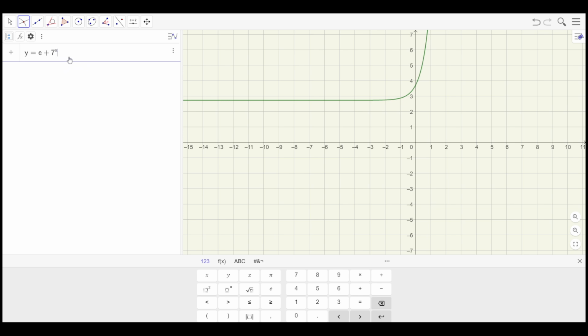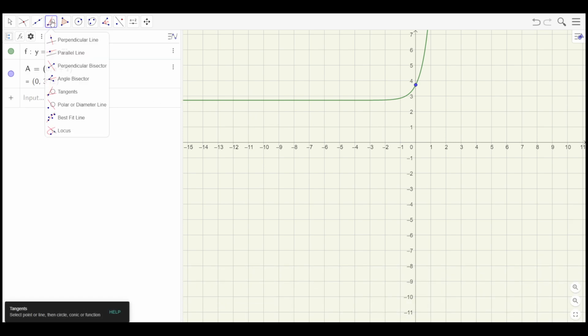So let me just check another point. The point is what? The x-coordinate is 0 and the y-coordinate is e plus 1, yes? Okay, so that is also on the graph. Now I want to draw a perpendicular. I don't think there is an instruction directly for the normal line. We do not have a normal to the curve, but we have the perpendicular line to a line.